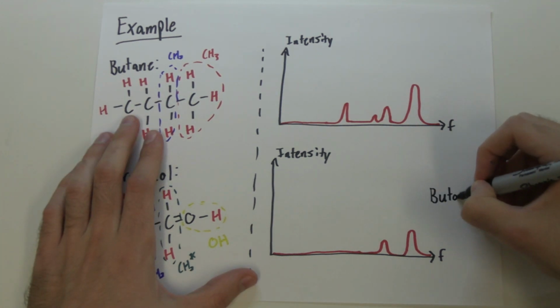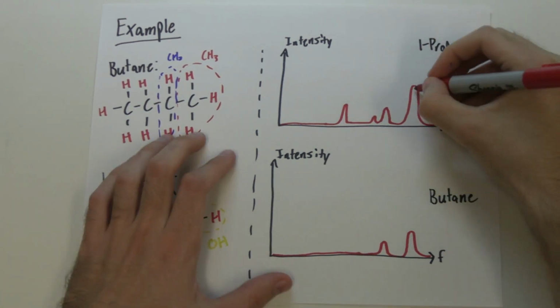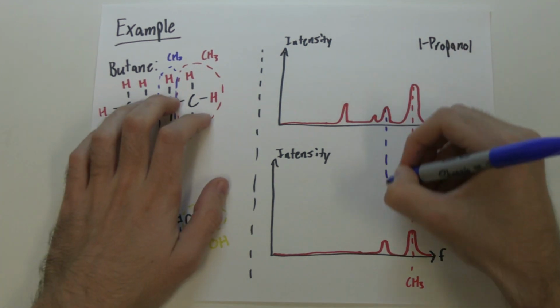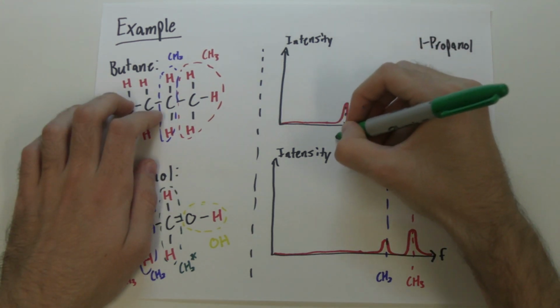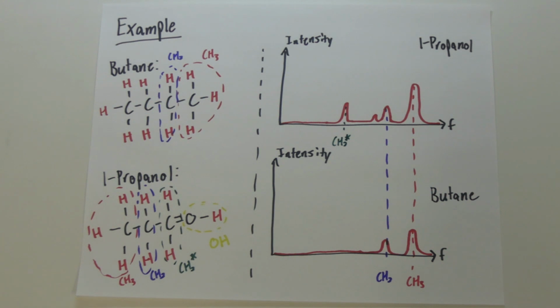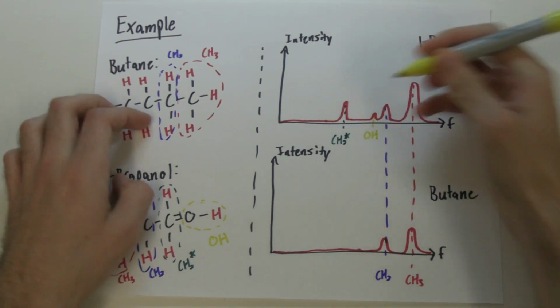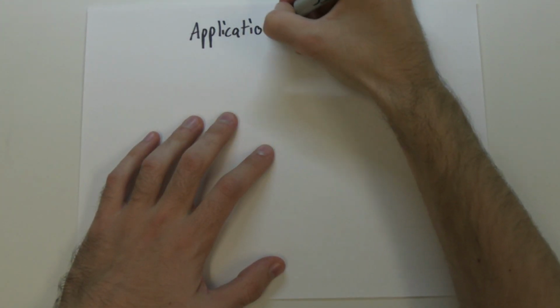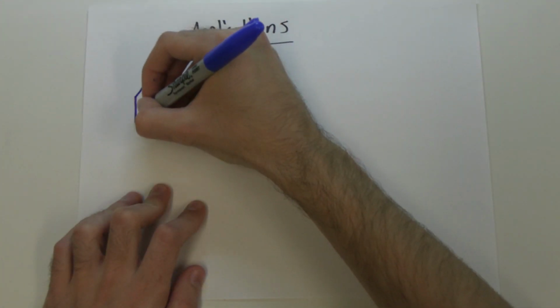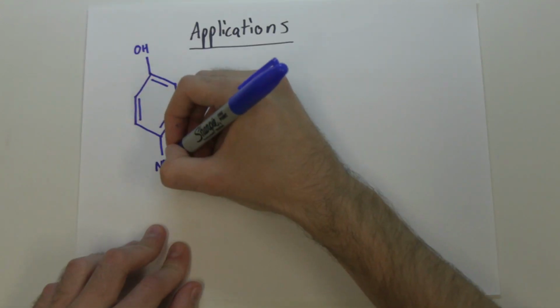This is the spectrum for butane, where this peak represents the CH3 groups, and this peak represents the CH2 groups. And this is the spectrum for 1-propanol. Just as we predicted, there are similar CH3 and CH2 peaks, with two new peaks for OH and the other CH2.